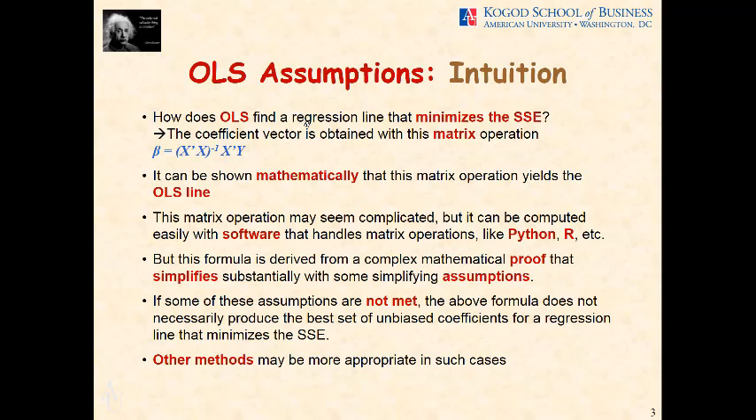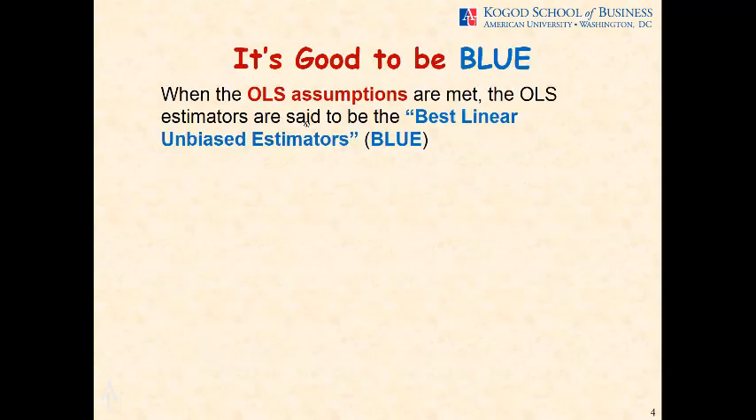Okay, so let's go through this in more detail. What is BLUE? What does it mean to be BLUE? BLUE stands for best linear unbiased estimators. If all the OLS assumptions hold, mathematically it can be proven that the OLS line is BLUE. It's the best linear unbiased estimation. In other words, it's the best model you can have for your predictive model.